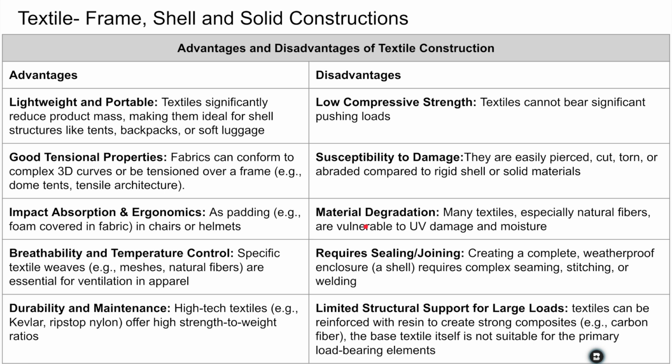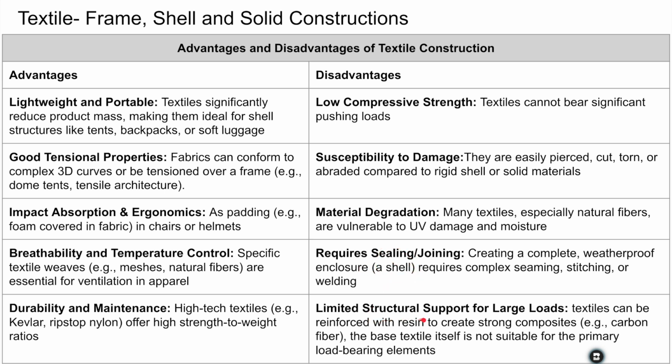Many textiles, especially natural fibers, are vulnerable to UV damage and moisture. They require sealing and jointing, creating a complete weatherproof enclosure. A shell requires complex seaming, stitching, and welding. And then, of course, those are weak points that can often cause a leak in that shell.